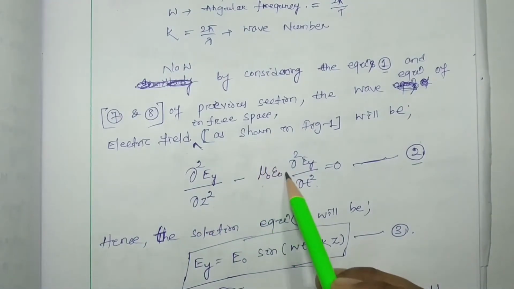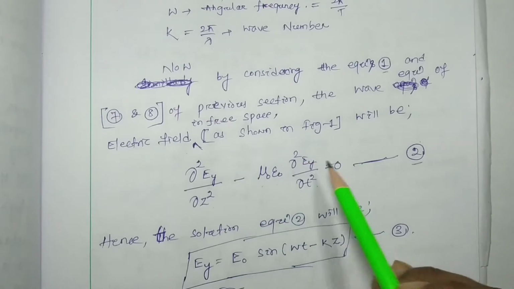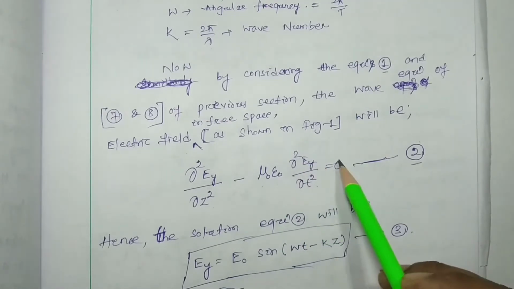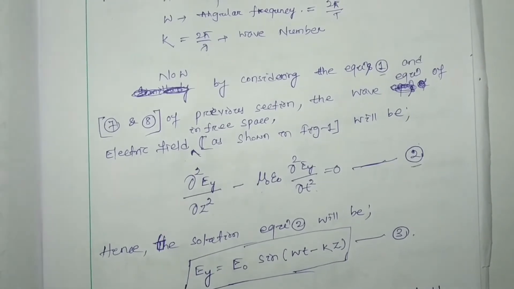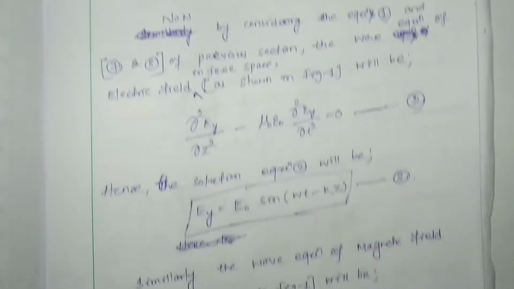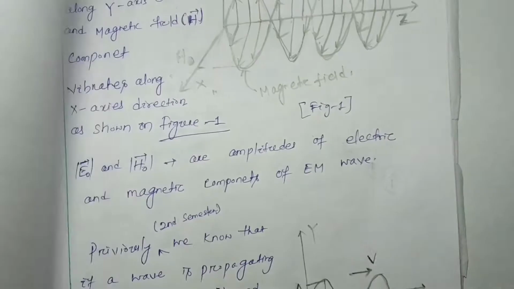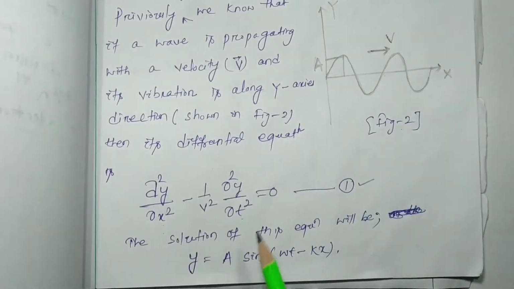Mu 0 epsilon 0 means 1 by v square. Okay, del square Ey by del t square equal to 0. Let it be your equation number 2. Hence the solution of this equation number 2 can be written as follows.